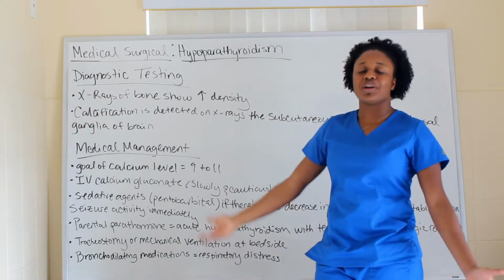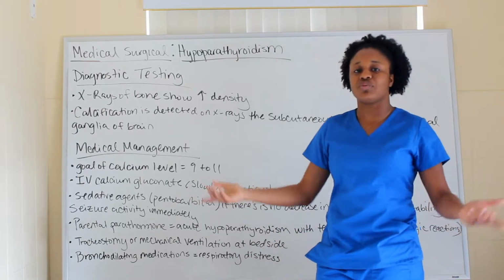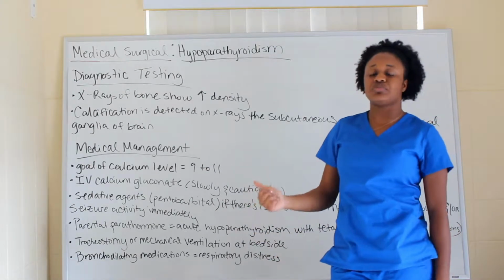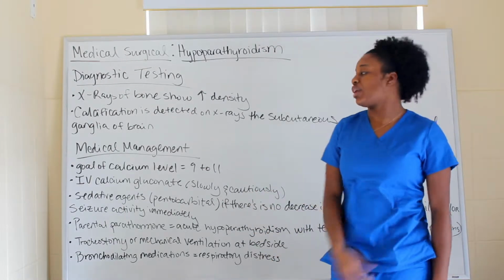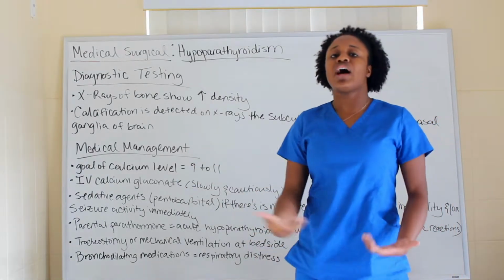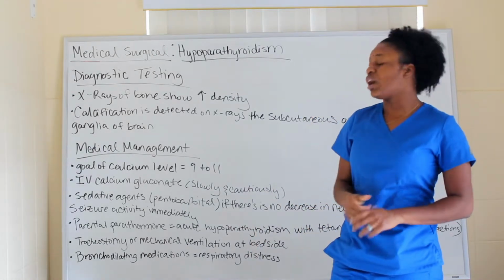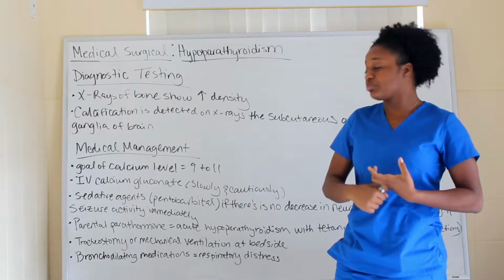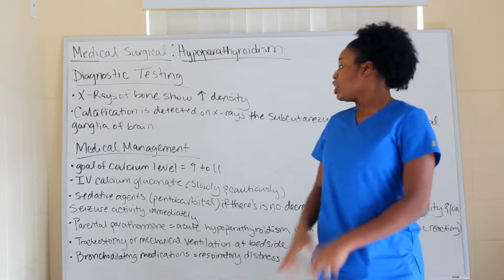Now you have your medical management. What are we going to do now that we know that this patient does have it? Our goal of calcium level is to be between 9 to 11, all right? We're going to give IV calcium gluconate. With the IV calcium gluconate, we're going to give it slow and we're going to be cautious of it as we're giving it.